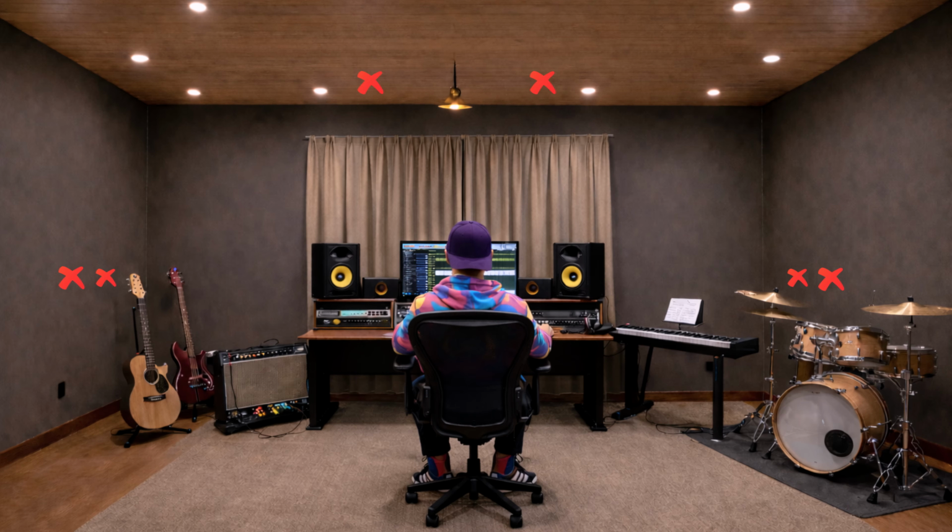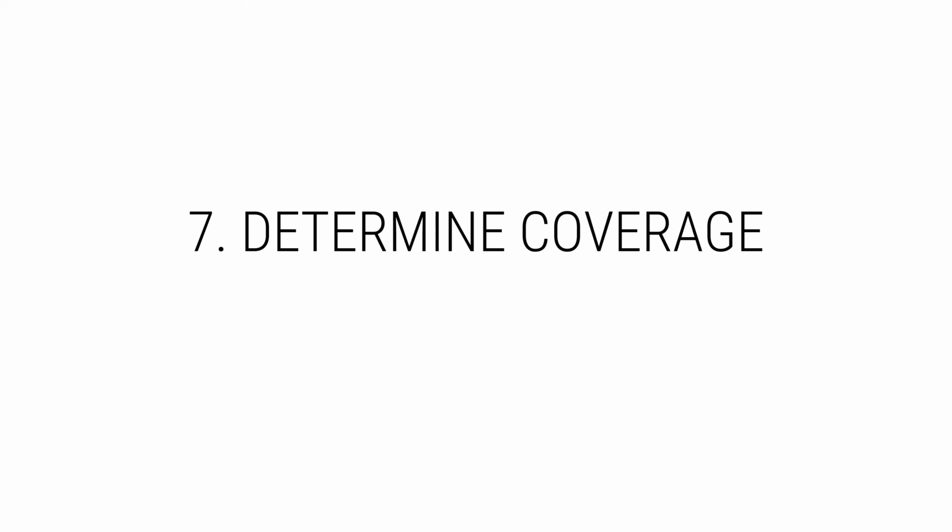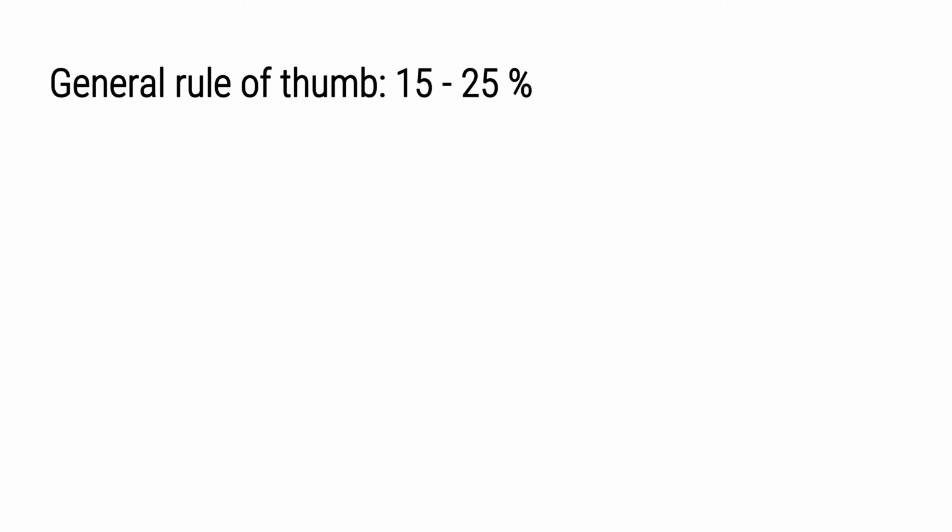Ensure you do this for all walls and ceiling. Once you've found your reflection points, it's time to start adding your panels. But how much coverage do you actually need? This depends on your room's purpose and size. As a general rule of thumb, most rooms benefit from treating 15 to 25% of the walls and ceiling.